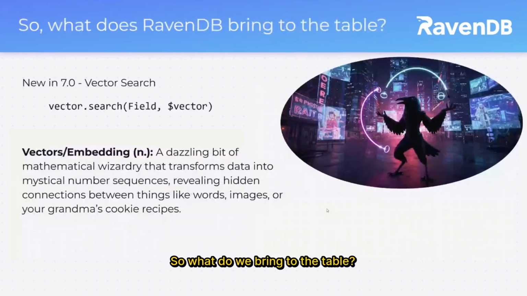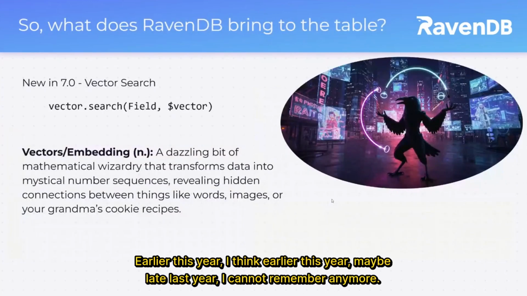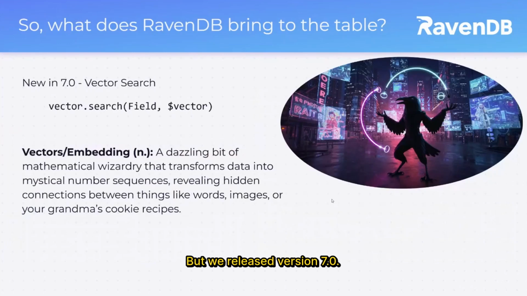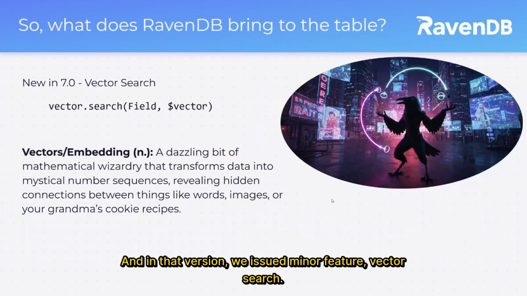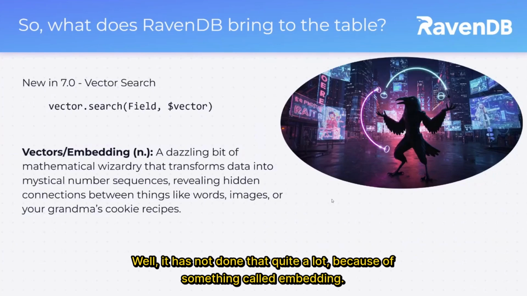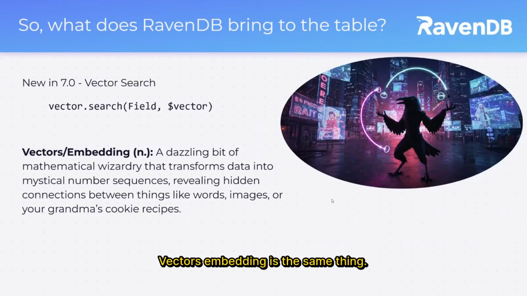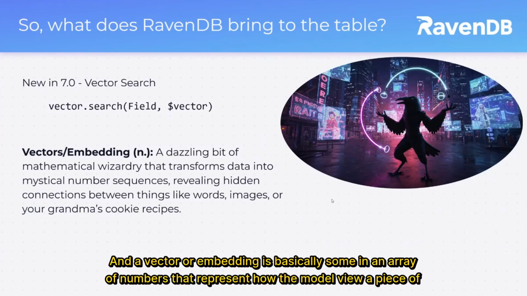So what do we bring to the table? Earlier this year, or maybe late last year, I cannot remember anymore, we released version 7.0, and in that version, we shipped a minor feature: vector search. And what does vector search have to do with AI? Well, it turns out quite a lot, because of something called embedding. Vectors and embeddings are the same thing. A vector or embedding is basically an array of numbers that represents how the model views a piece of data.